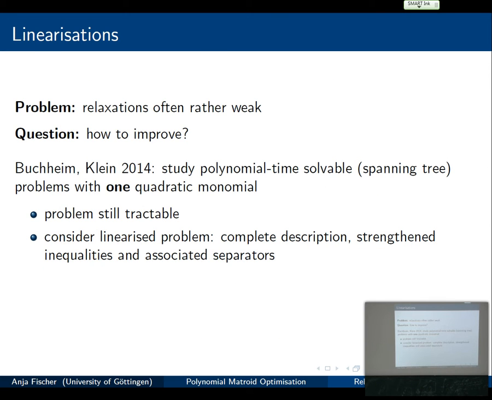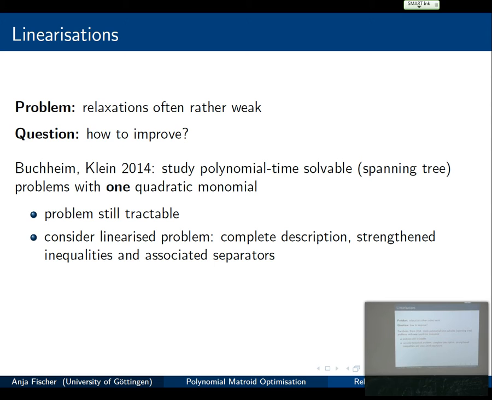But the problem of linearization is that the relaxations are often rather weak. Okay, we can introduce new variables, but something is missing. And we started with trying to better understand what happens in linearizations, what is missing.